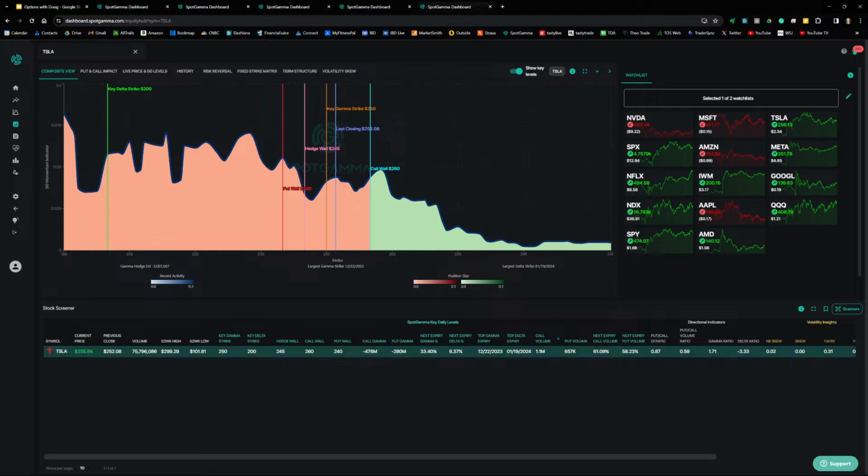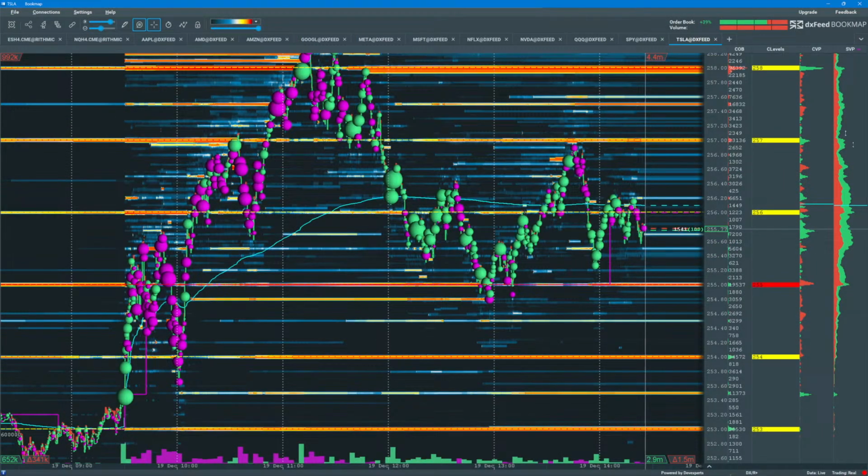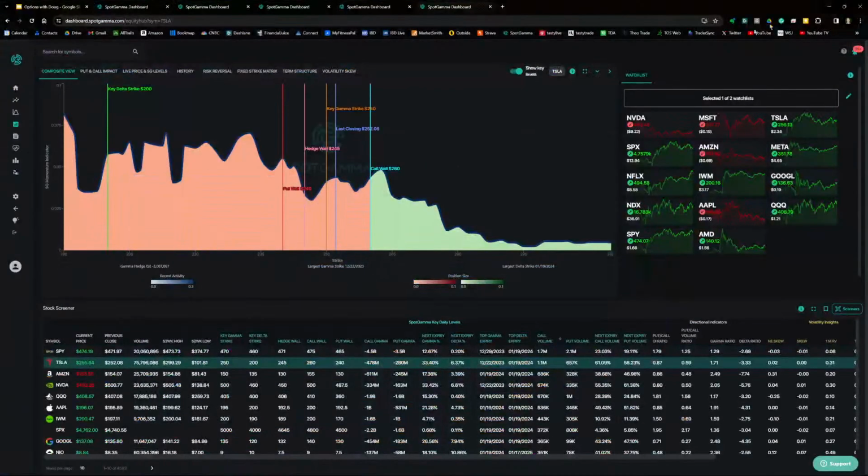Let's go back to Bookmap. So Tesla is currently trading right around 256. 260 is the call wall. According to SpotGamma Hero, SpotGamma Equity Hub, this is the upper limit. Let's see how the levels have been changing over time.